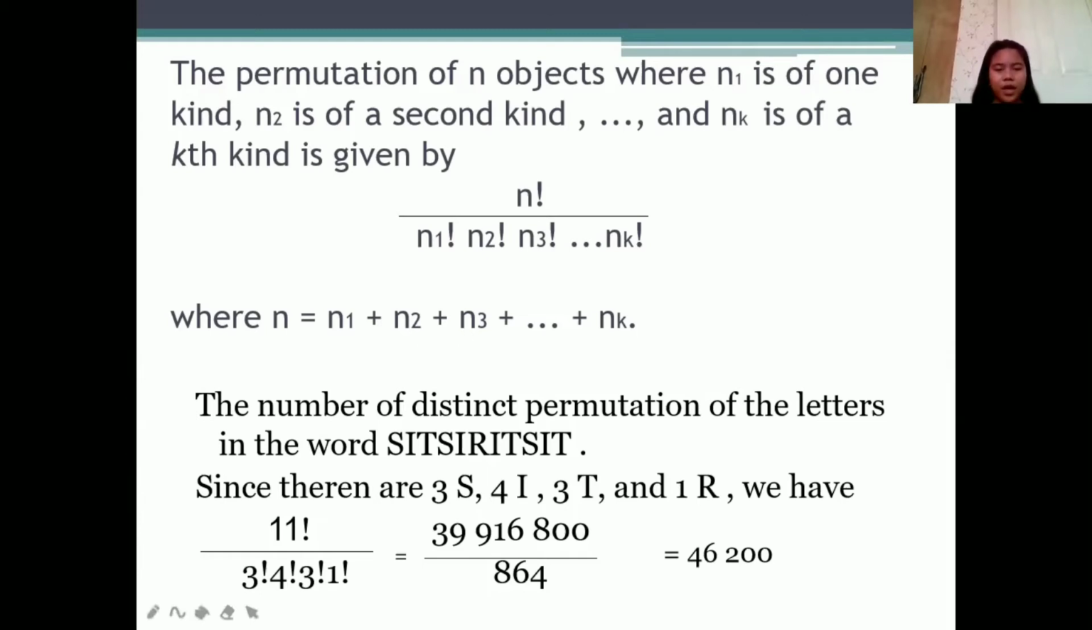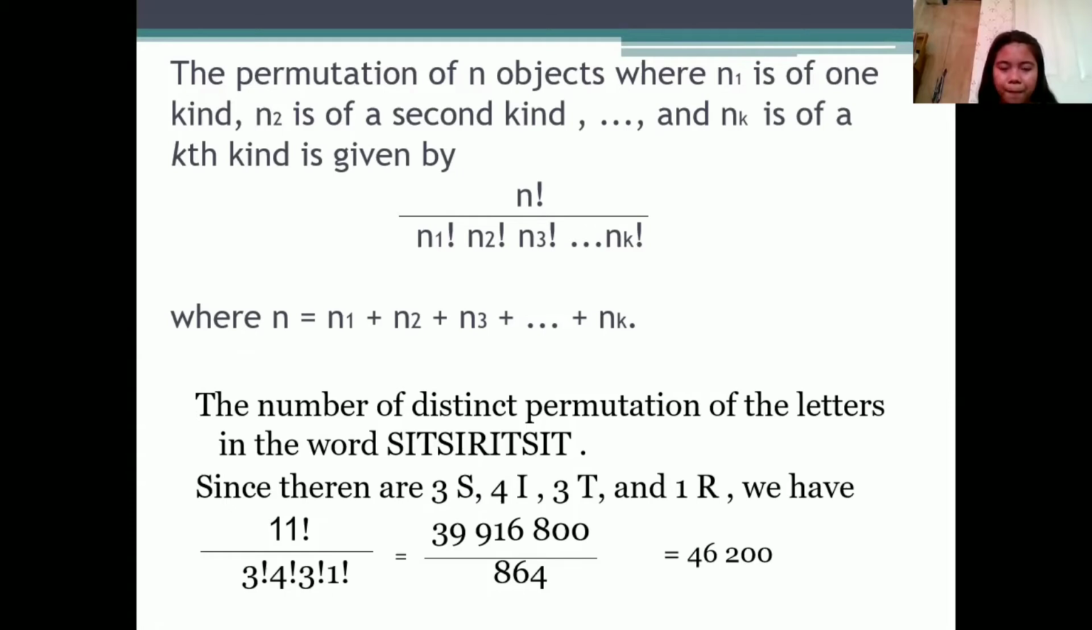So I have here an example. The number of distinct permutations of the letters in the word 'sit, sirit, sit'. So we are going to find the permutations of this word. How many ways can we arrange this? Let's count the letters: 1, 2, 3 s's, and 1, 2, 3, 4 i's. We have 4 i's, then 3 t's, and 1 r.